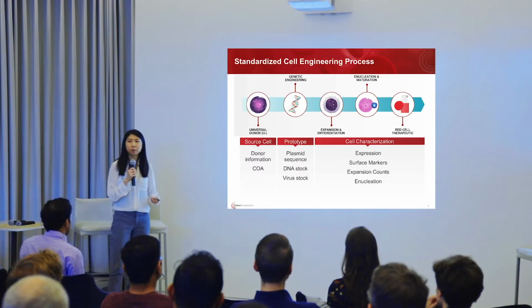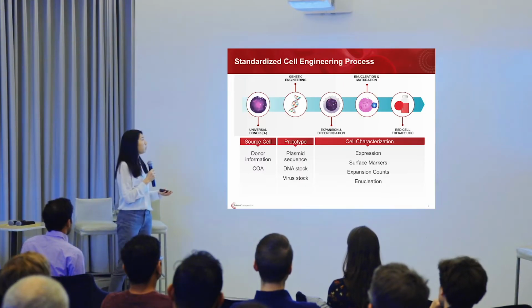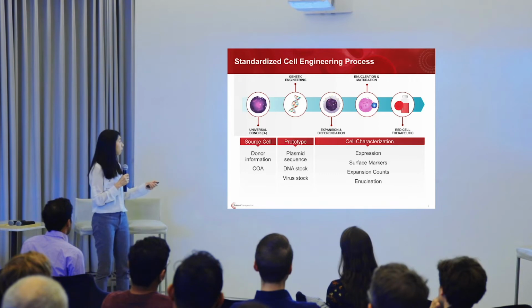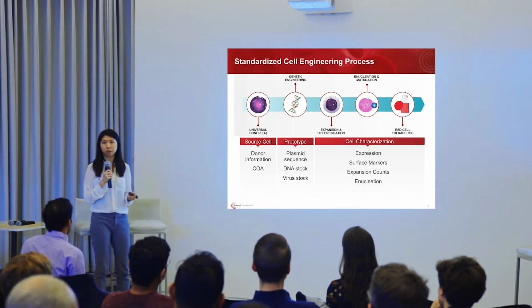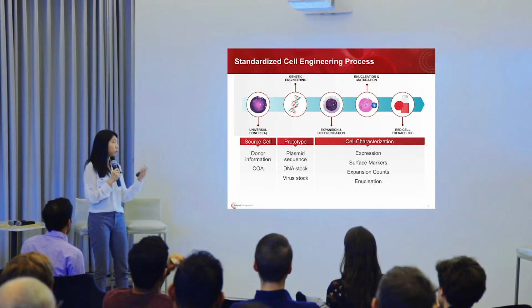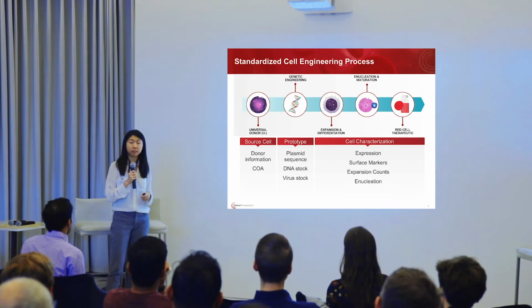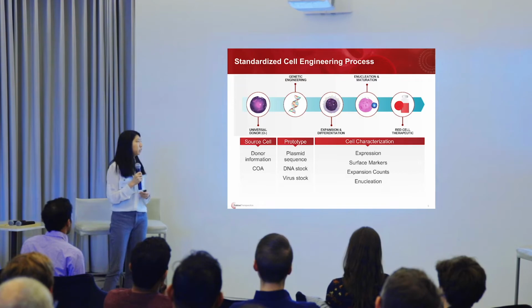So within discovery, what's very important for us is understanding the properties of these cells. We are very interested in what kind of donor information we're starting with: donor gender, donor age, any certificate of analysis. And we need to record all that information. We're also interested in the material, the sequences that we're trying to engineer. So our therapeutic DNA sequence, the specific DNA stocks we take this from, and any virus we're producing from that.